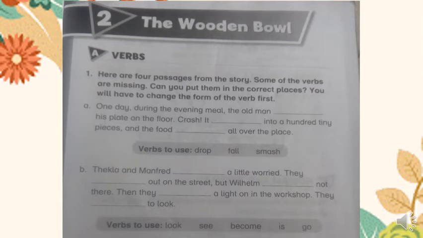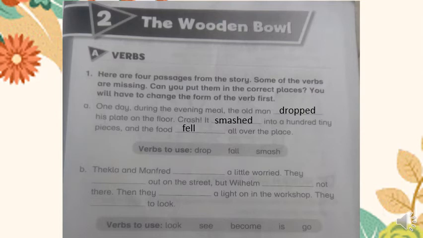So the grandfather, the old man, dropped his plate on the floor. Crash. It smashed into 100 tiny pieces. And the food fell all over the place. What's the second form of fall? Fell. Very good. Good job, guys.